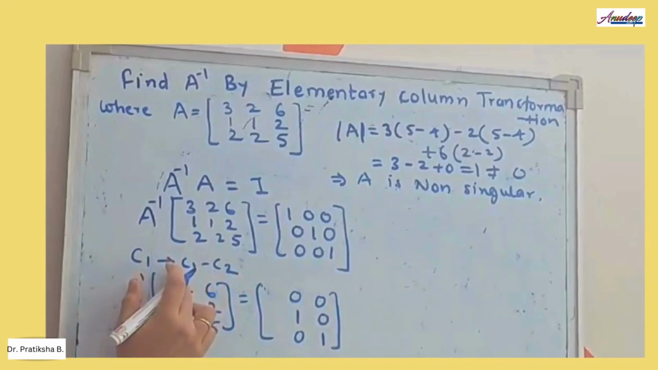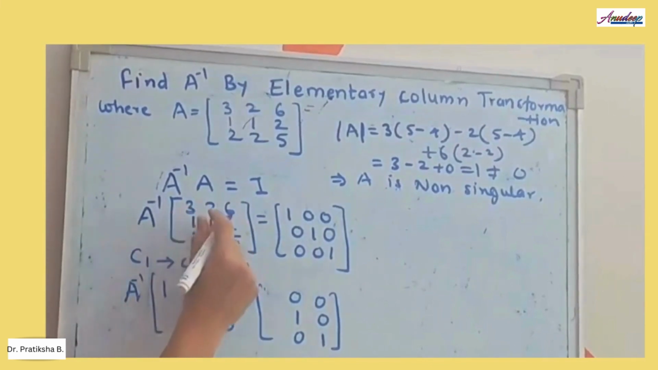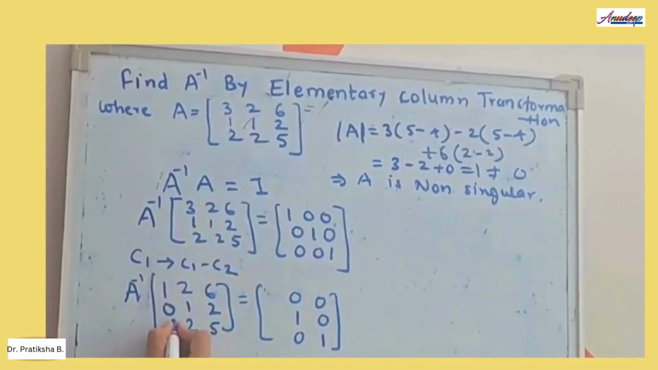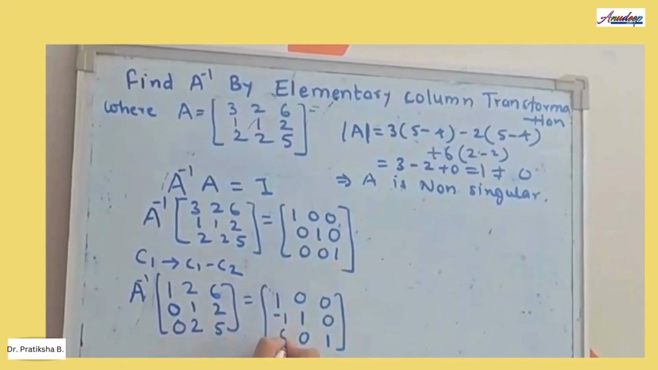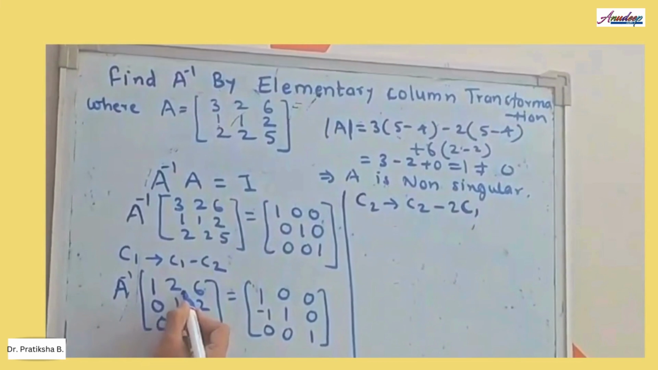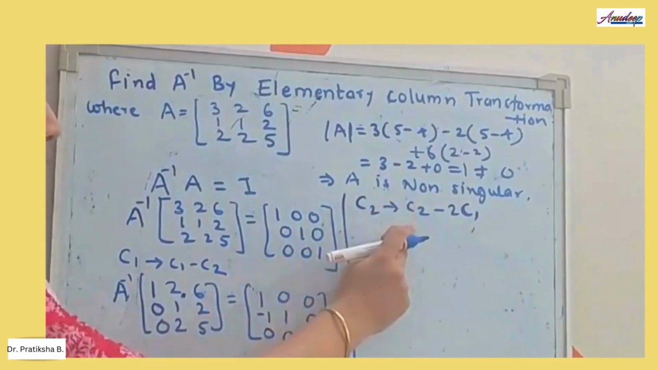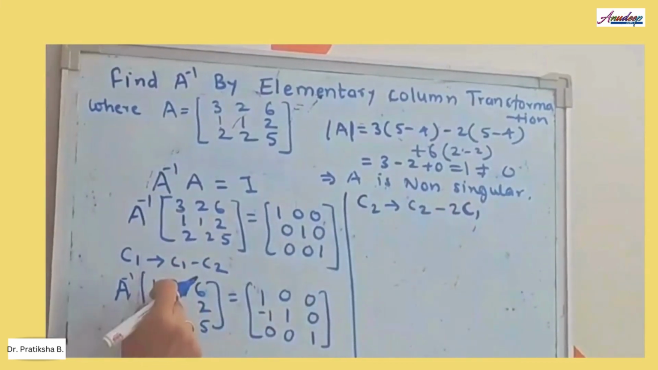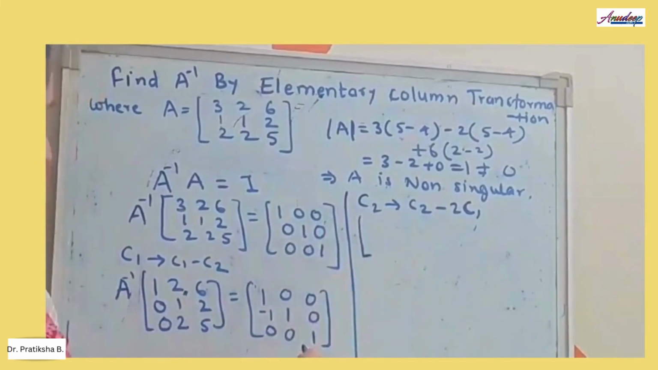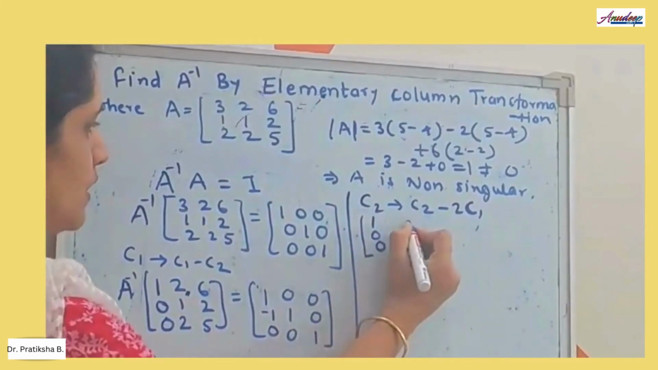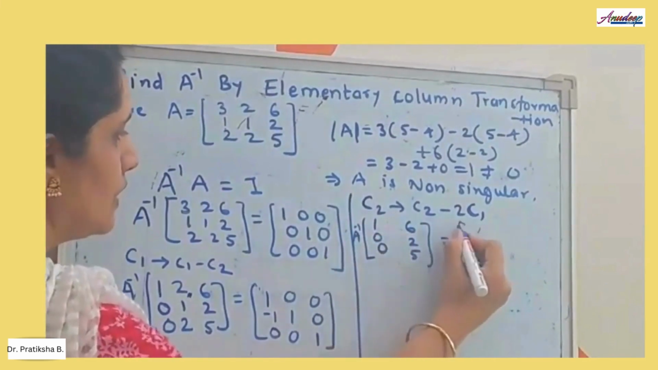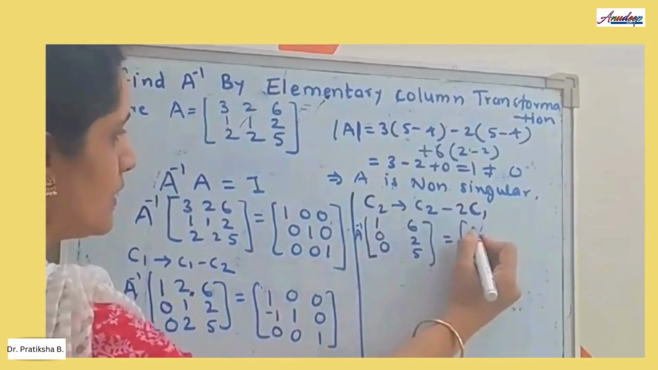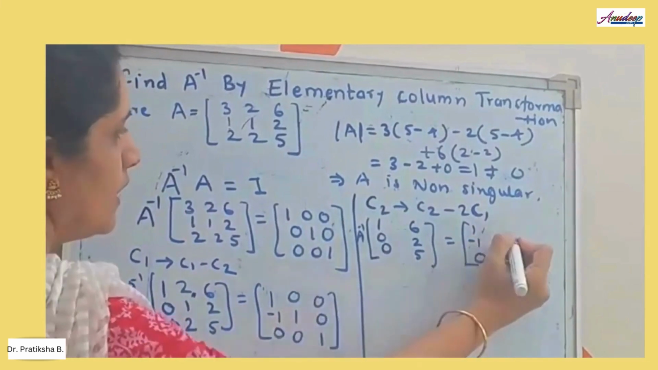So now the operation is C1 minus C2. So 3 minus 2 is 1, 1 minus 1 is 0, 2 minus 2 is 0. Similarly, 1 minus 0 is 1, 0 minus 1 is minus 1, 0 minus 0 is 0. Now to reduce the element A12 to 0, we can perform the operation C2 changes to C2 minus 2 times C1. Again, C1 and C3 remain constant. So let us rewrite them: 1, 0, 0, 6, 2, 5 into A inverse equals, here again, C1, that is 1, minus 1, 0 as it is, and 0, 0, 1.